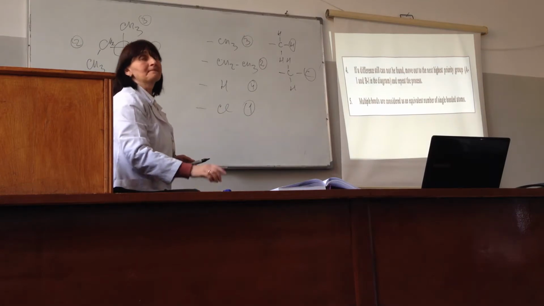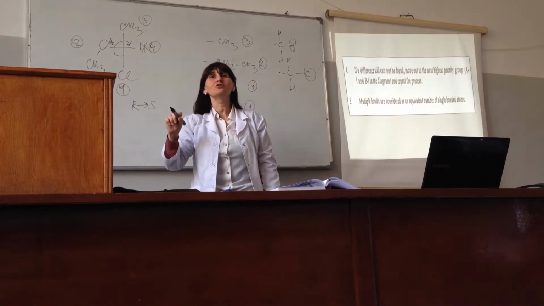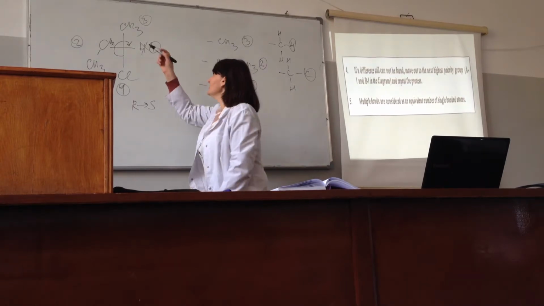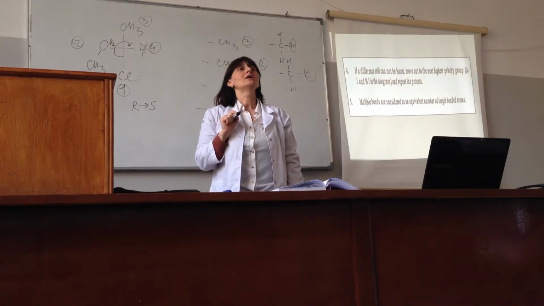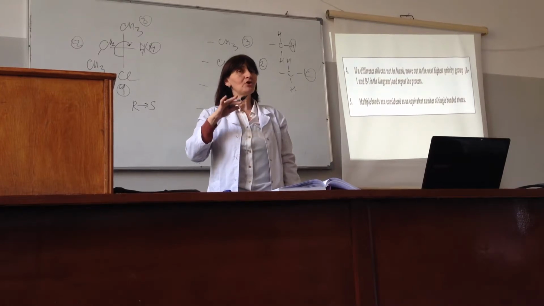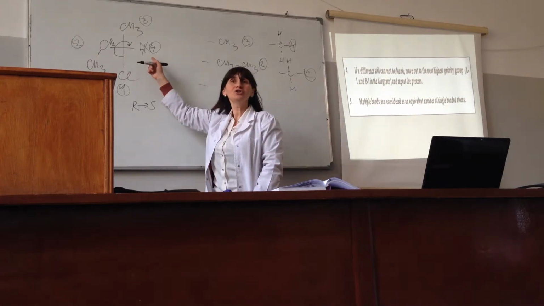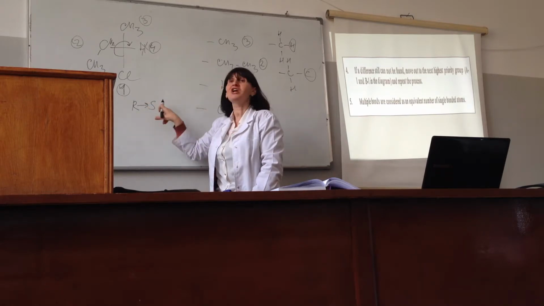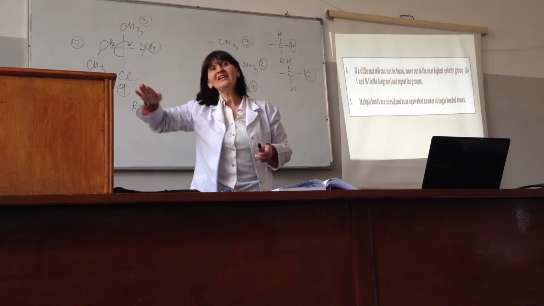So it will be S, not R. Clockwise means that you have R. If your priority decreases clockwise, you have R configuration. If your priority decreases anti-clockwise, you have S configuration. After that, look at your junior group. If your junior group is on the horizontal line, only in this case you have to change configuration, R to S or S to R. Only in this case.